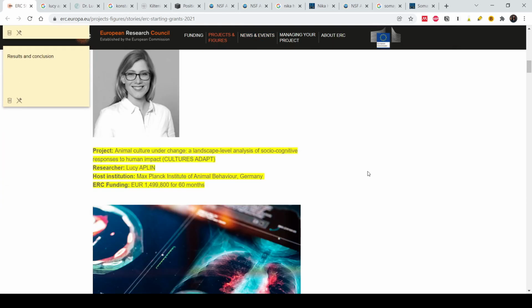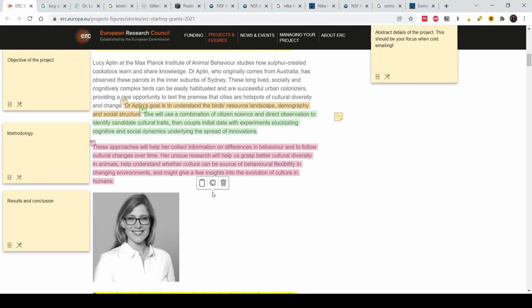So when you go to the website, one of the most important things you have to go to is this place, just to give you a fair idea of what the project is about and what they are looking for. This is a project called Animal Culture and the Change, a landscape level analysis of socio-cognitive responses to human impact. The researcher is called Lucy Aplin, and this is the institution she's going to be in. She's going to be given about 1.5 million for 60 months, and this is still new. So you can get in right from the start.